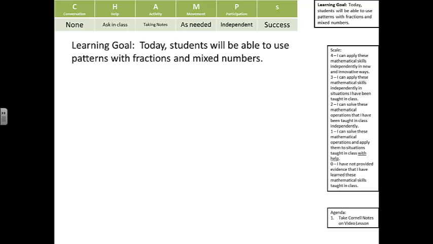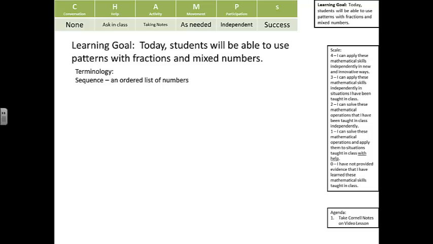Alright, we are ready to begin our next lesson. Today's learning goal is that students will be able to use patterns with fractions and mixed numbers. You may remember that we've already done patterns with decimals, and so we're going to review some terminology first.